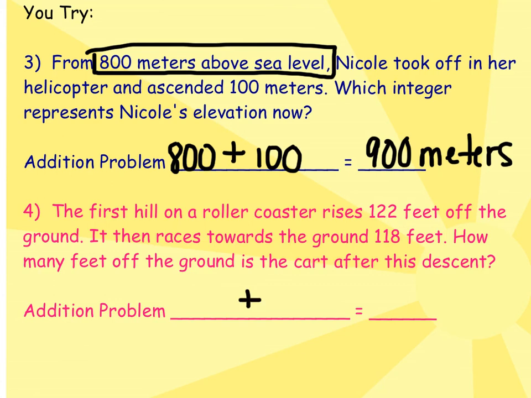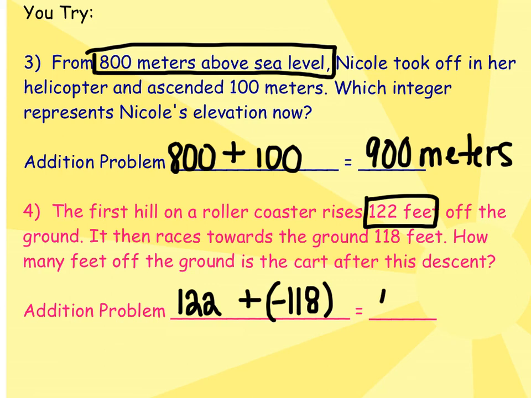So, the roller coaster rises 122 feet, so that would be a positive 122. Now it's racing towards the ground 118 feet. So since it's going down towards the ground, that would indicate a negative 118 feet. So how many feet off the ground is the cart after this descent?